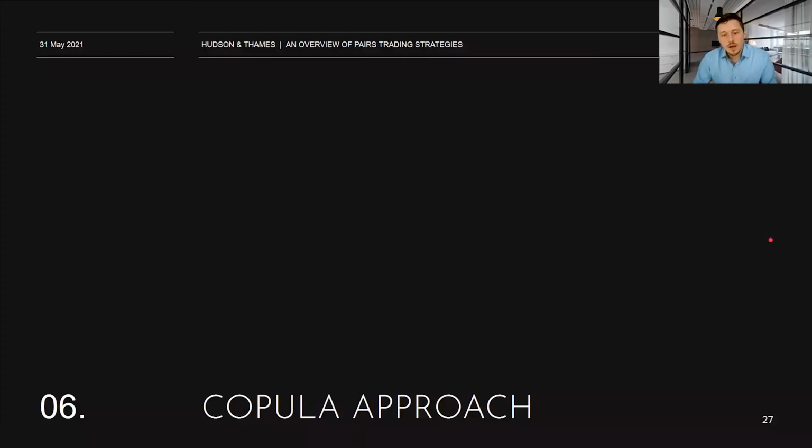Then we have a copula approach. I remember that I said that I'll explain this, but there is generally no, in my understanding, better way to get and understand copulas than to read our blog posts, the introduction to basic copulas for pairs trading and introduction to advanced copulas for pairs trading. You can find them on our Hudson and Thames webpage, as well as on YouTube. There are great materials by Hansen, who recorded them.